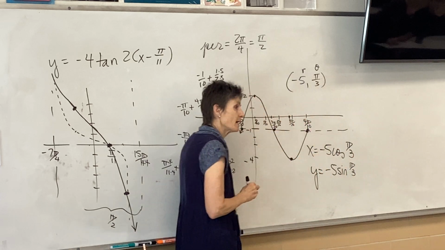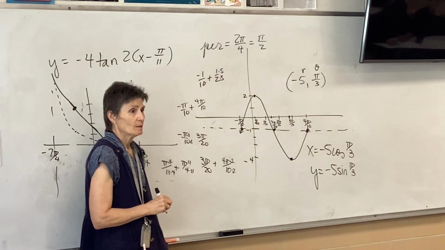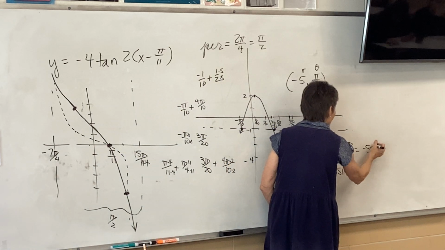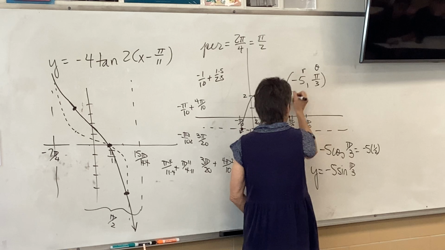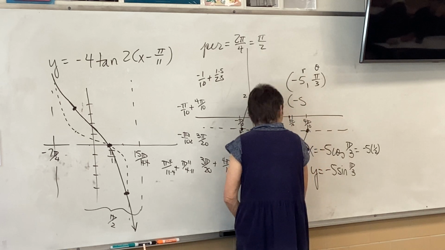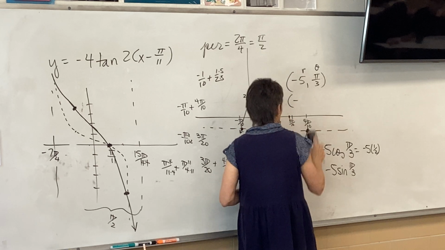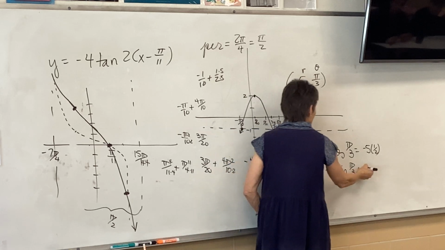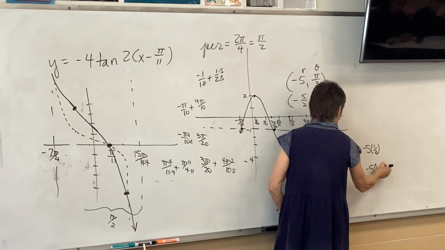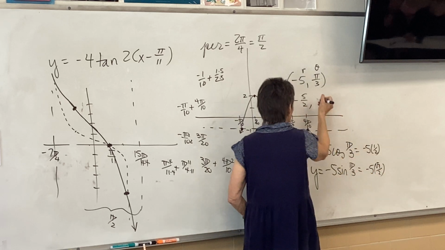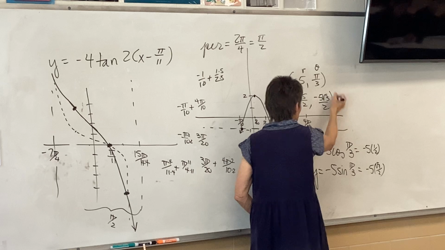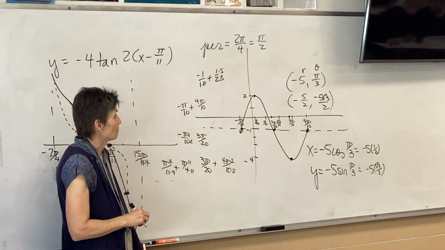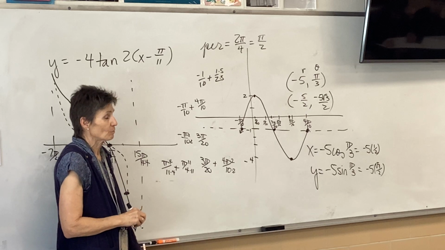Do you know the cosine of pi over 3? I hope so. Cosine of pi over 3 is 1/2. So this is -5 times 1/2, so -5/2. And what's the sine of pi over 3? Root 3 over 2. So that's -5 root 3 over 2. There are your rectangular coordinates for -5 pi over 3.